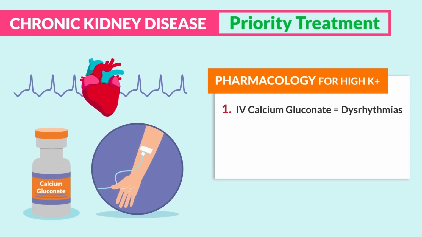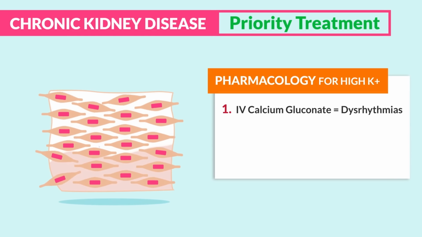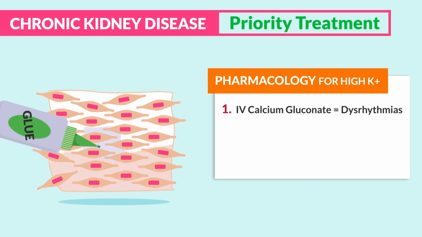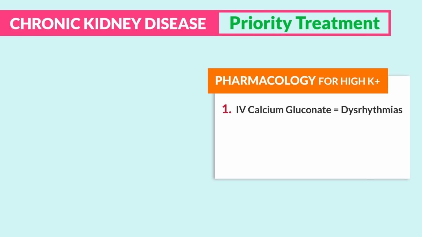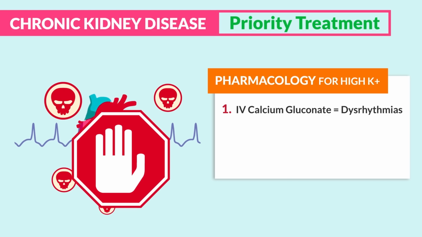For the key term, write this down, dysrhythmias. Just think gluconate helps to glue down those crazy heart muscles, preventing deadly dysrhythmias, like wide QRS complexes, which will eventually progress into deadly VTach and VFib. We must glue down those heart muscles with calcium gluconate.